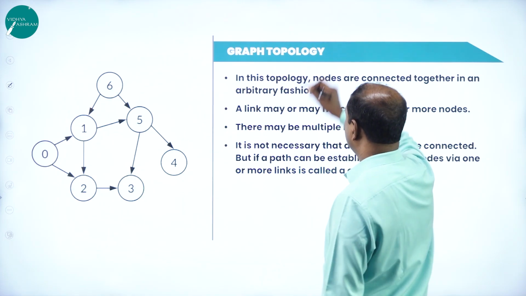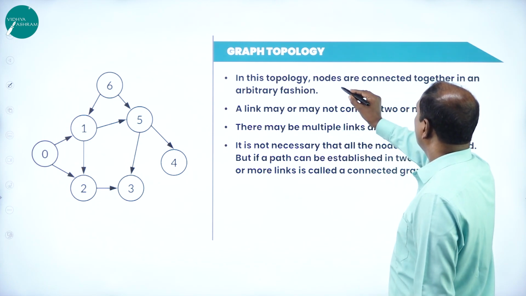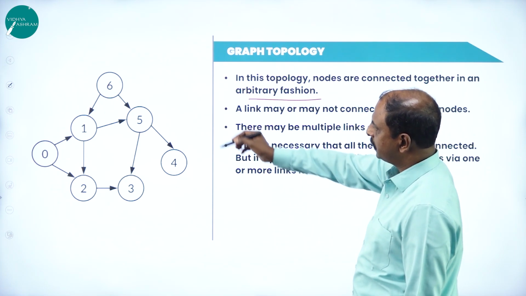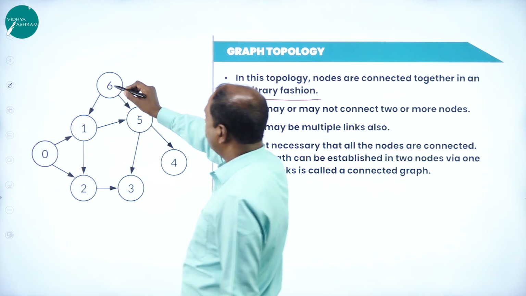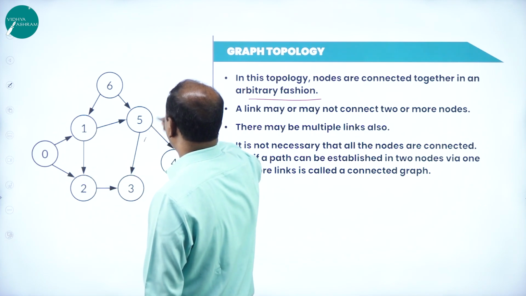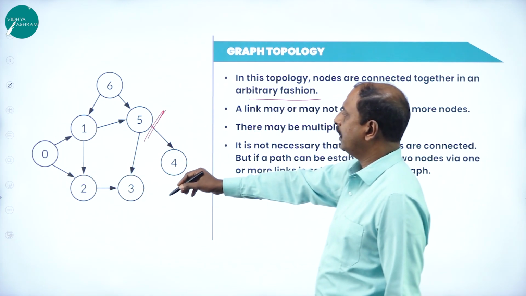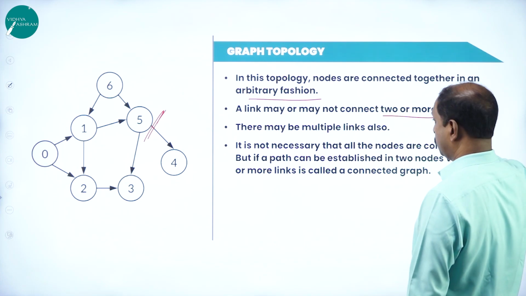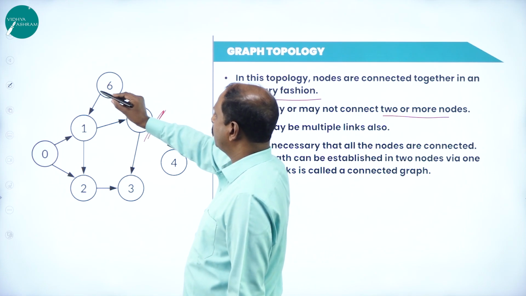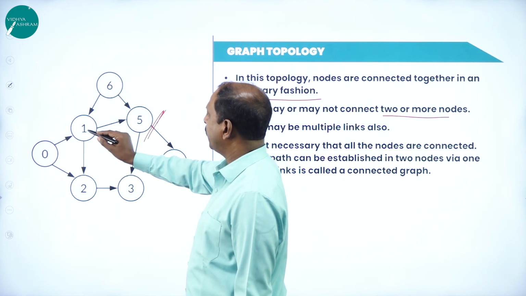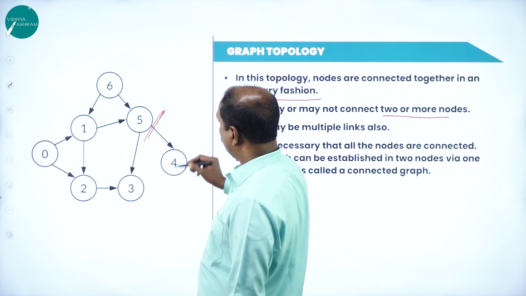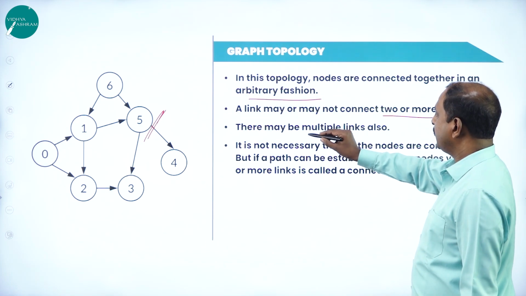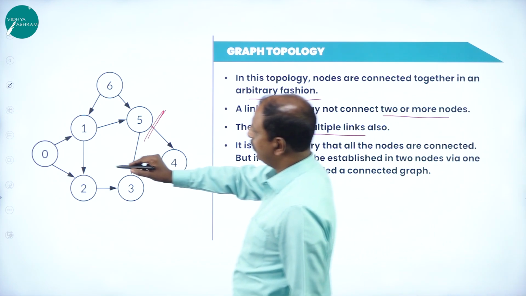Next one is graph topology. So what is graph topology? In graph topology, nodes are connected together in an arbitrary fashion. So here, look at the diagram. You can see 1, 2, 3, 4, 5, 6. All are different nodes and how they are connected. A link may or may not connect 2 or more nodes. In this example, this is connected to 2 nodes, and here this is connected to these 2 nodes, and so on. But here this is connected only to this node. There may be multiple links also, as we have seen here. This is called multiple links.